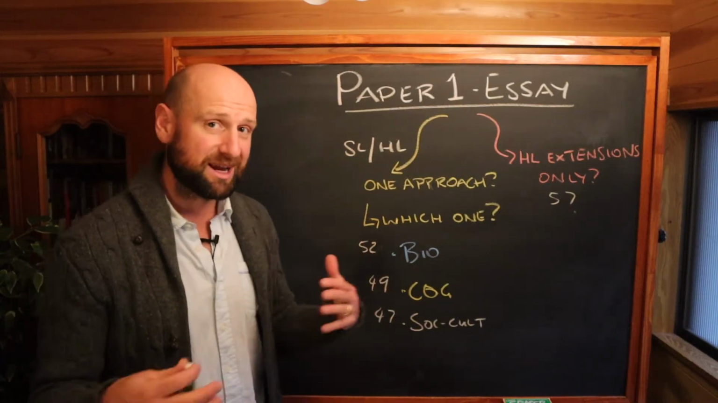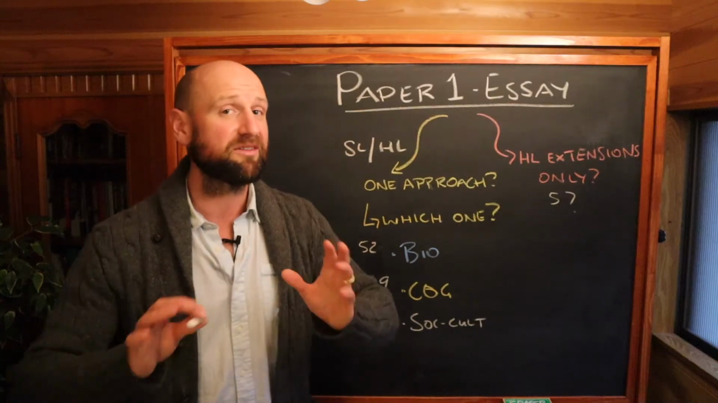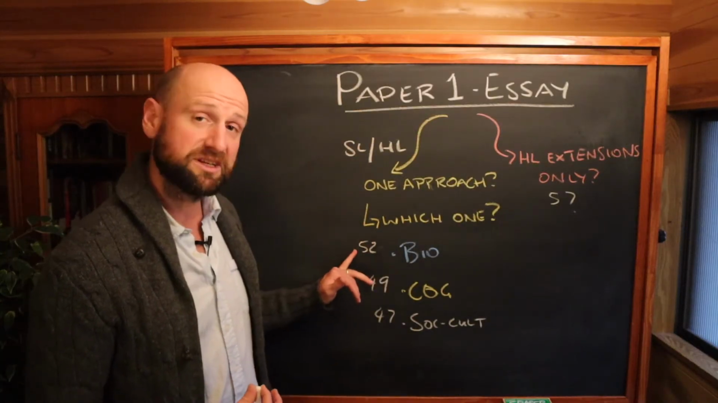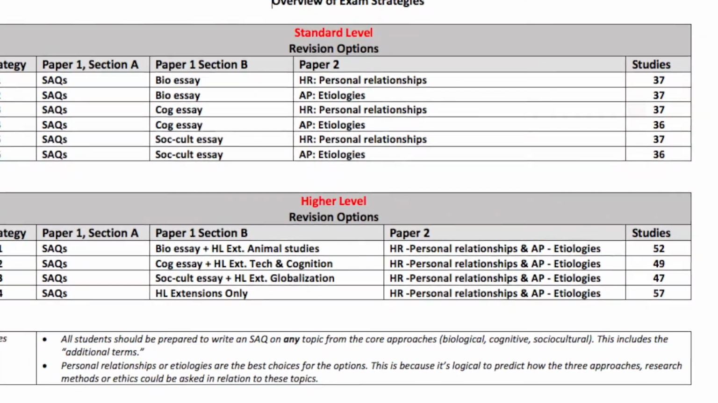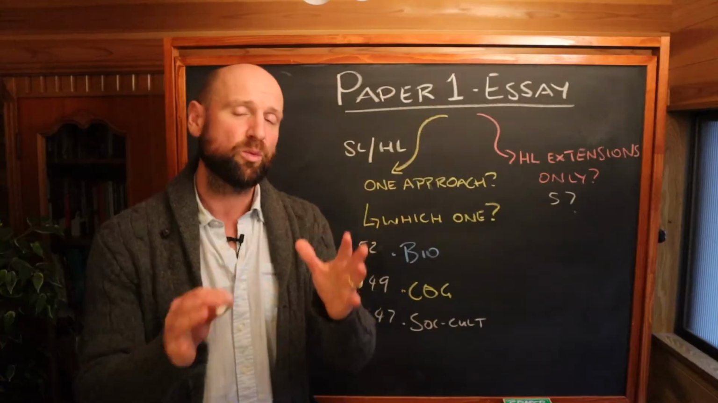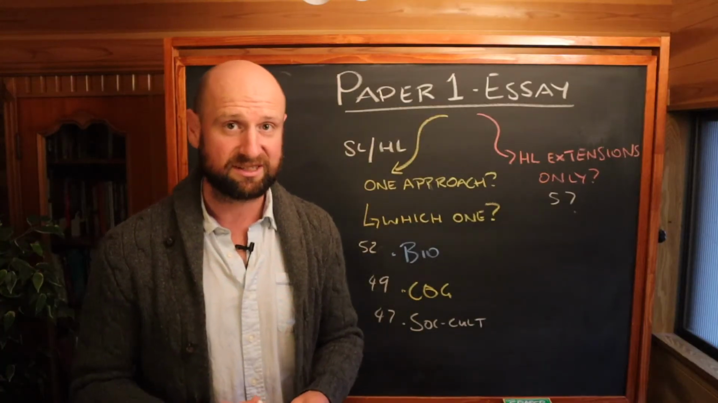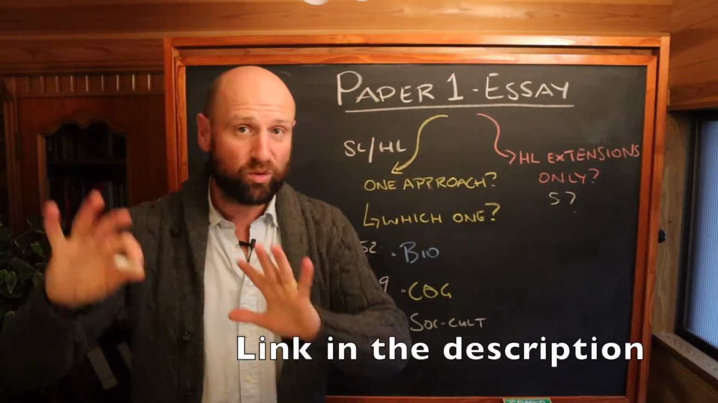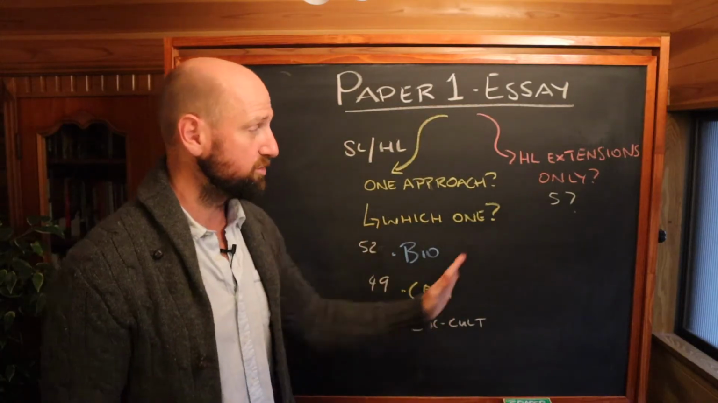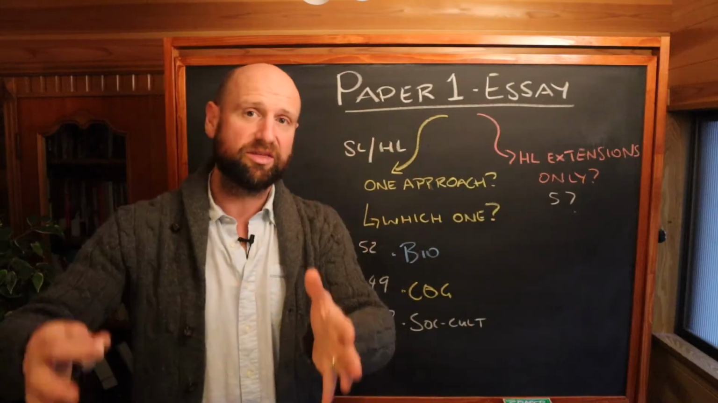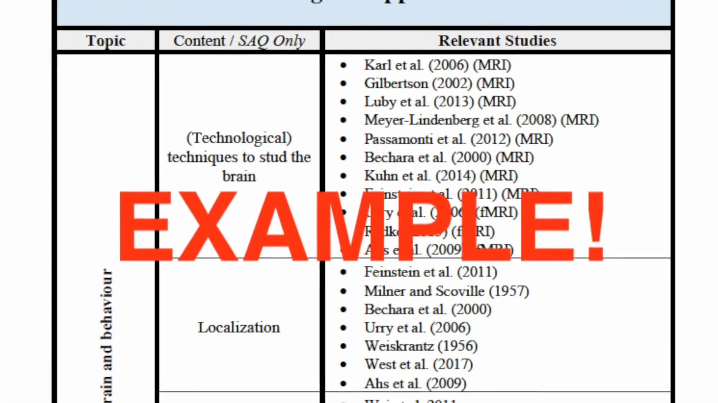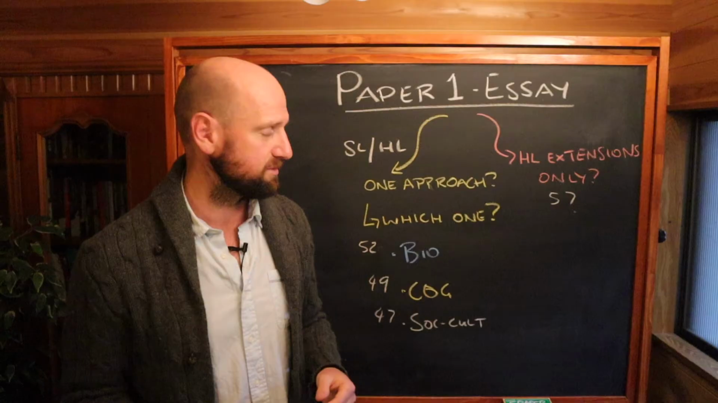Well, based on my calculations from my studies, my resources, if I was doing the exam, I calculated that if I was higher level, I would need 52 studies in the bio, 49 in cognitive, 47 in socio-cultural. How do I know that? Where did I get that number? When I was writing the IB psychology flashcards, I had to make sure that I had all the right studies to allow all of you using the flashcards to use any approach. And so all those documents that I made come in the digital support file, so you can look at how I would do the exams if I was taking them.